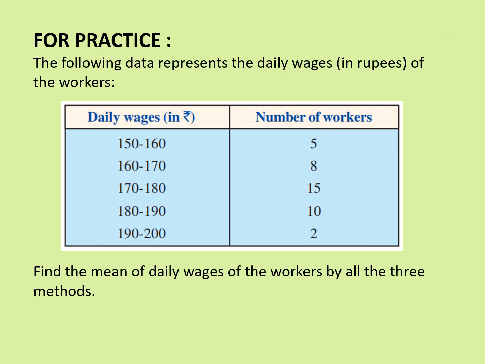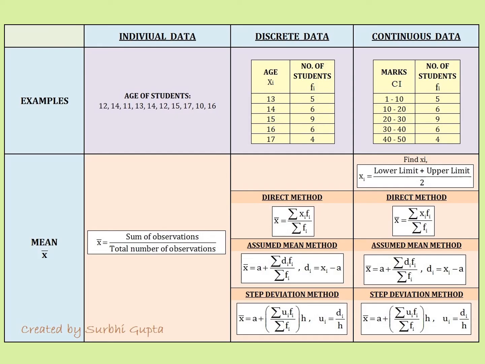Here is another question for your practice. So this is a sum up table where we have different methods for all the three types of data.